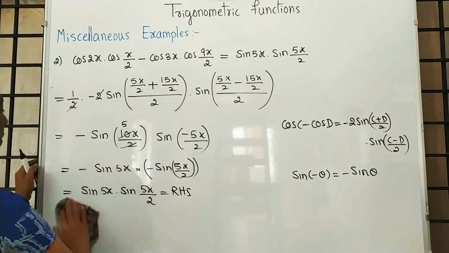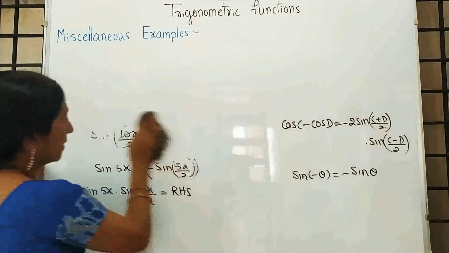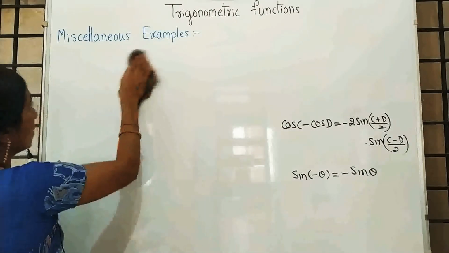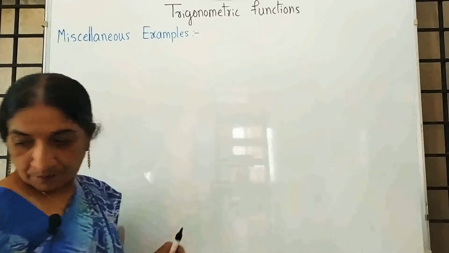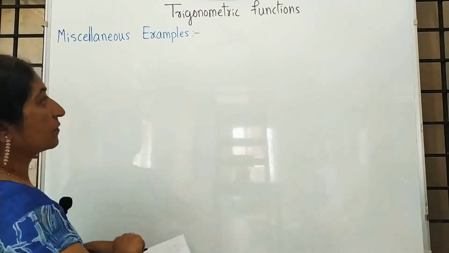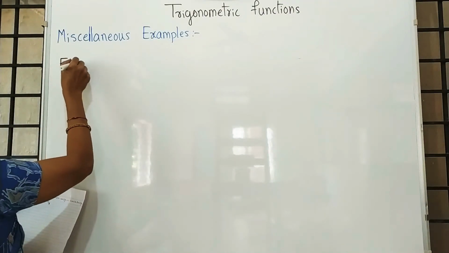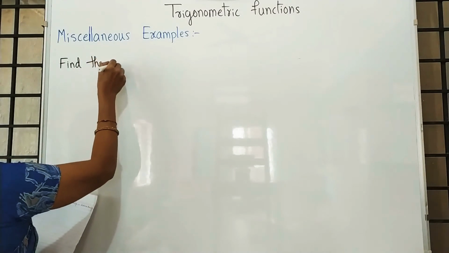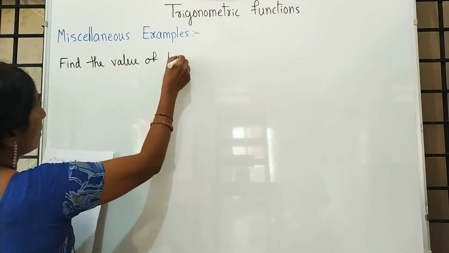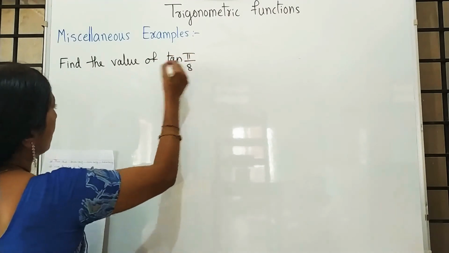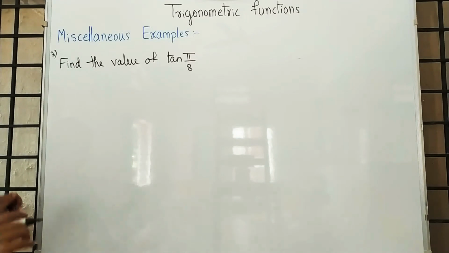Now moving to the next example. If you are thorough in the formula, easily you can solve. Third one. Find the value of tan pi by 8. This is the third example. Find the value of tan pi by 8.